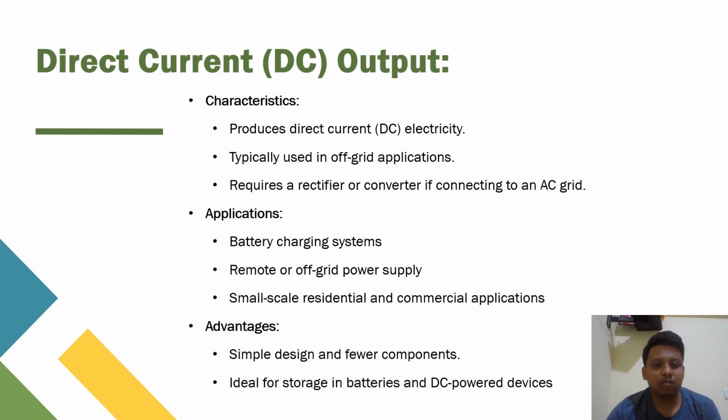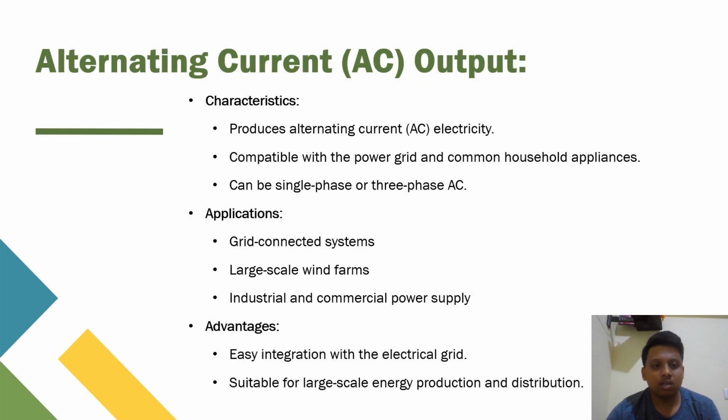The characteristics of DC: it directly produces direct current electricity, typically used for off-grid applications, and requires a rectifier or converter for connecting to an AC grid. Applications: battery charging systems, remote off-grid systems, small-scale residential and commercial applications. Advantage: simple design, few components, ideal for storing in batteries and powering DC devices. Now let us look into the AC, alternating current outputs.